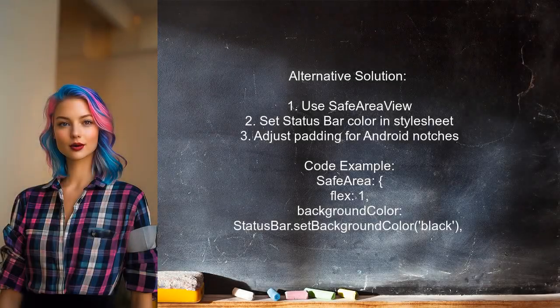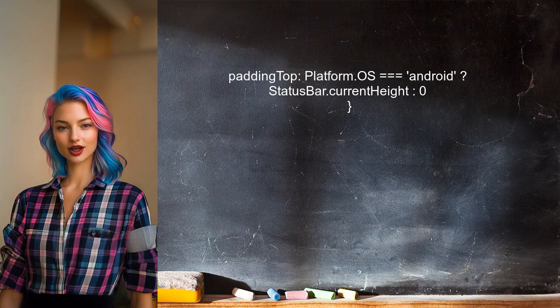An alternative solution suggests that if you're using SafeAreaView, you should set the status bar color in your style sheet. You can do this by applying a background color to the SafeArea style and adjusting the padding for Android devices with a notch.